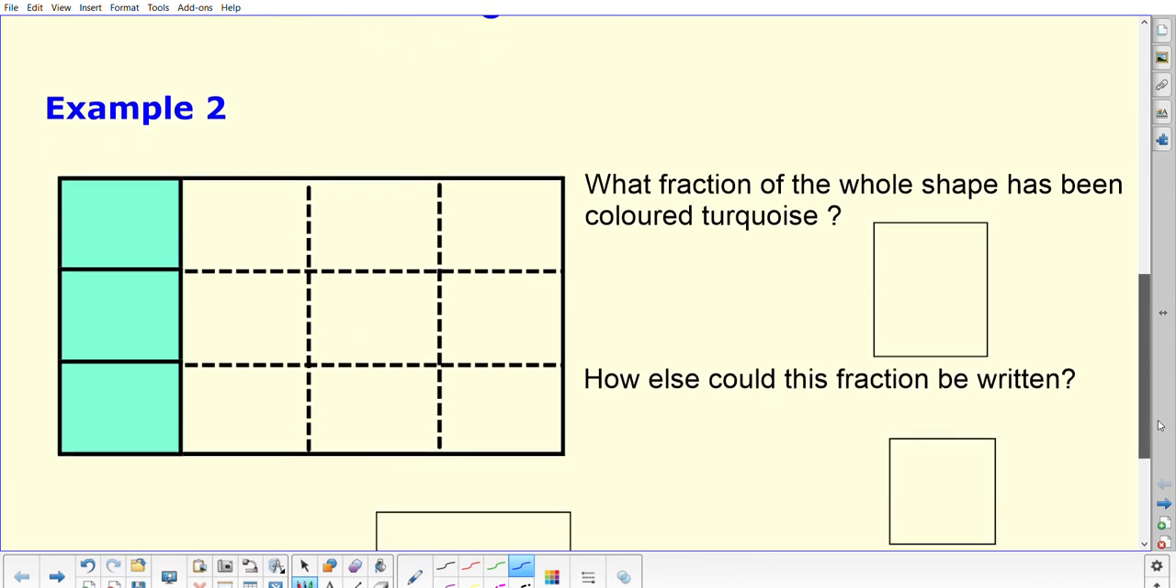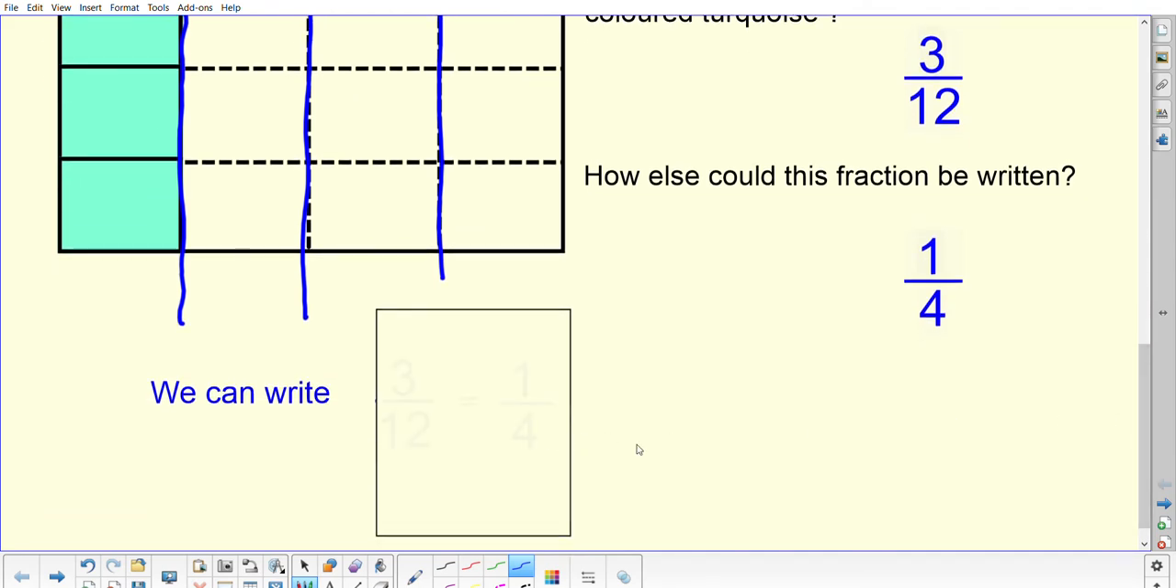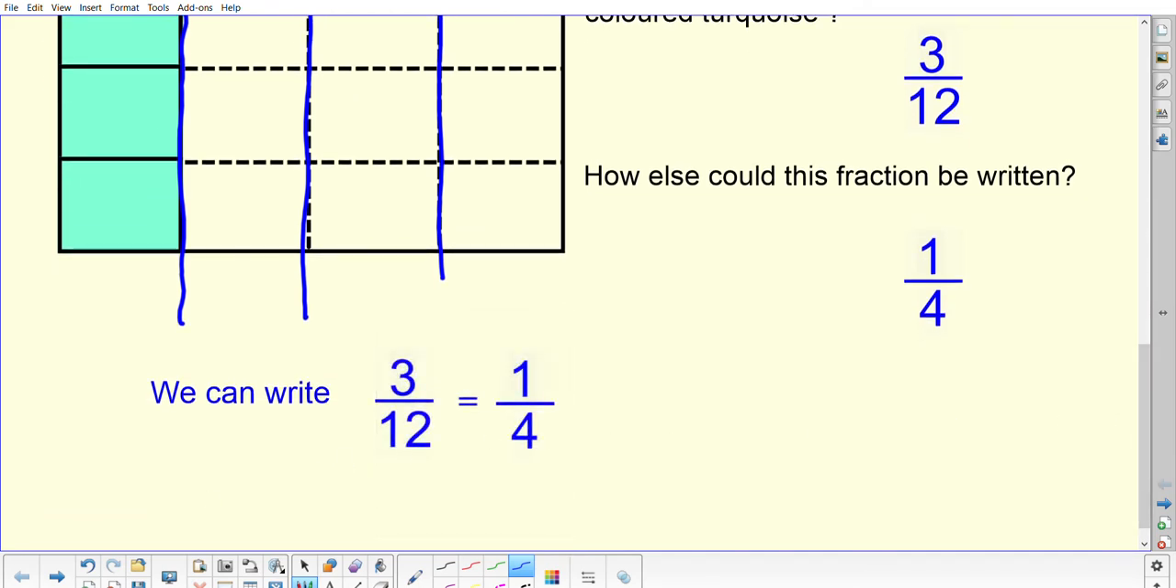So in this picture here, what fraction of the whole shape has been coloured turquoise? And again, we've still got 12 pieces. This time though, we've got 3 bits out of the 12. So how else could we write that? If we thought about dividing up the shape in a different way, so that we had long strips like that, you can see that you've got 1, 2, 3, 4 bits, and we've got 1 of them shaded in, so that's the same thing as saying we've got a quarter. So 3/12 is the same thing as a quarter.